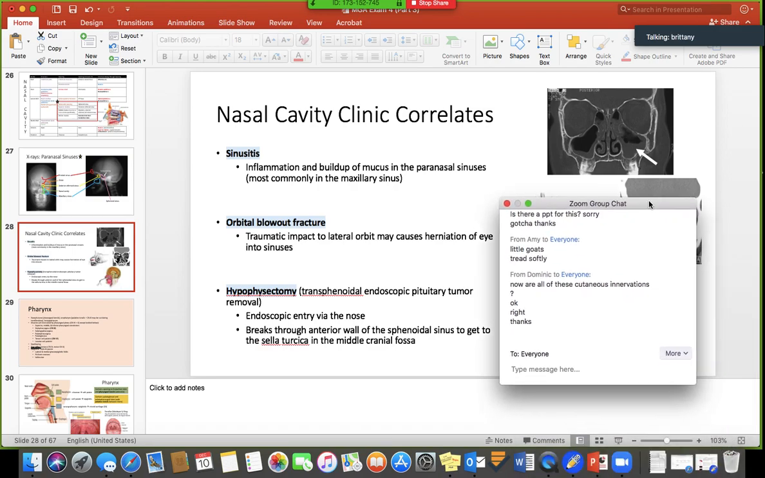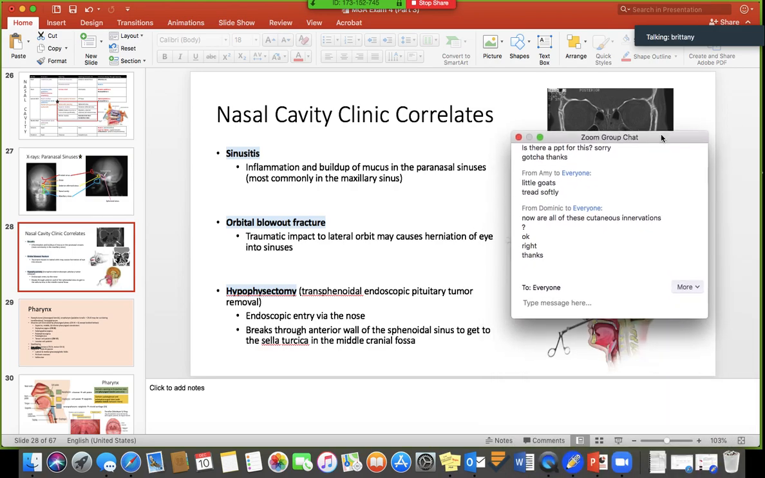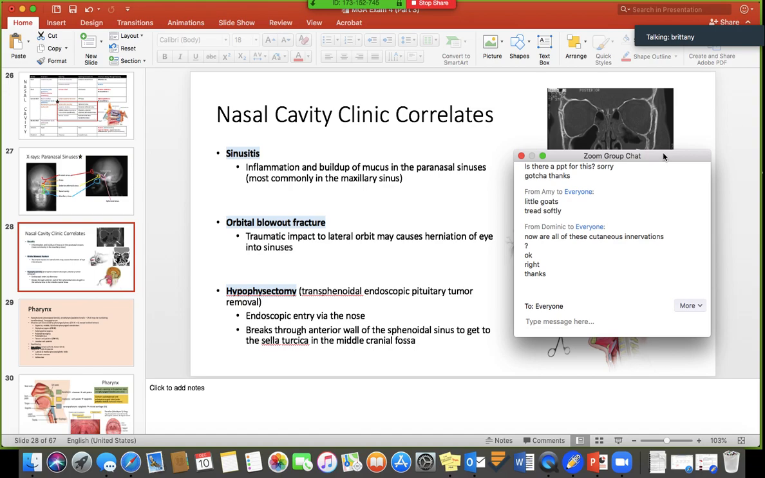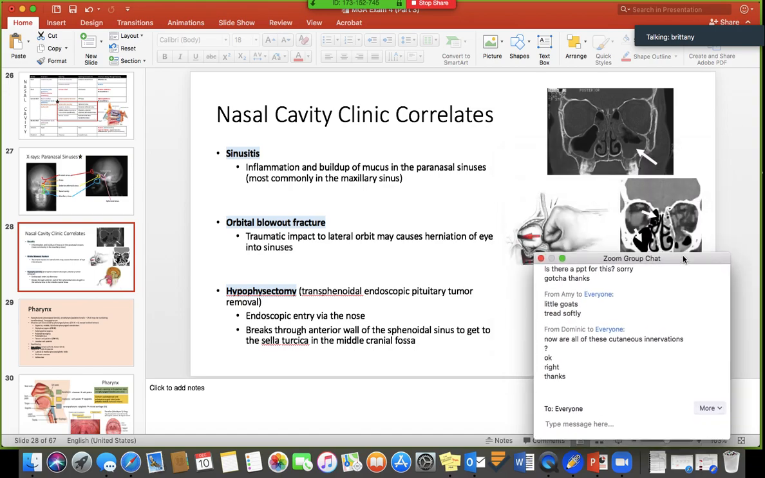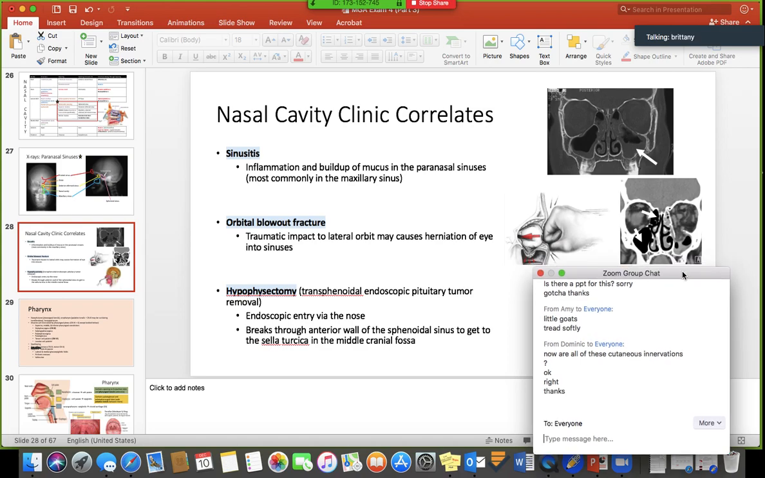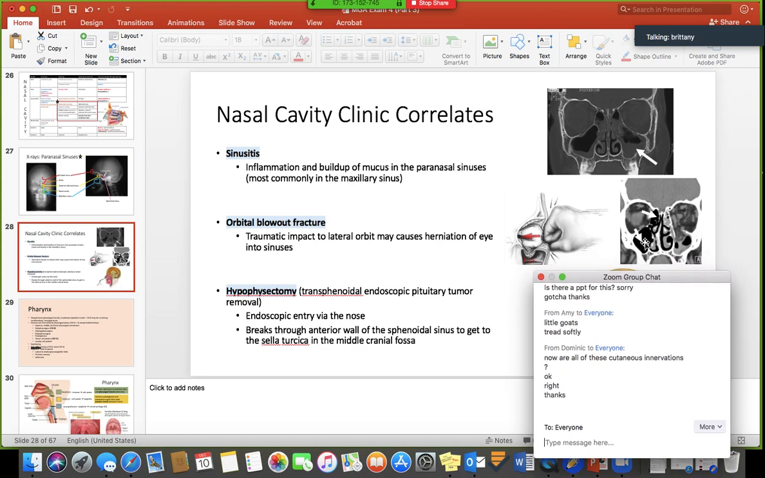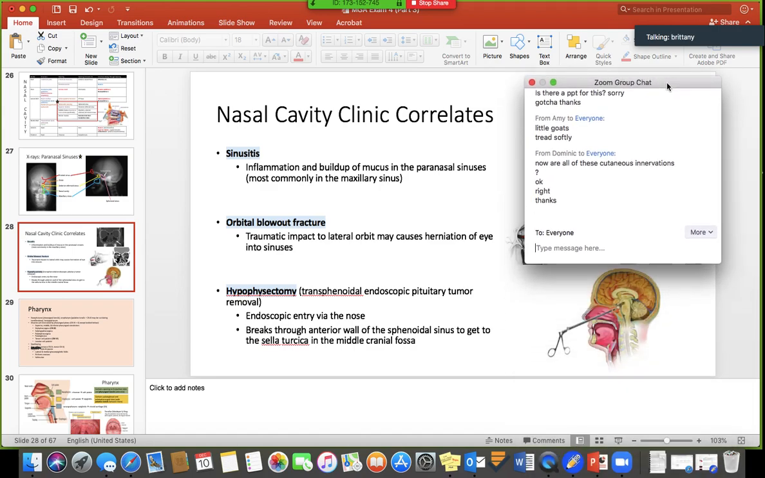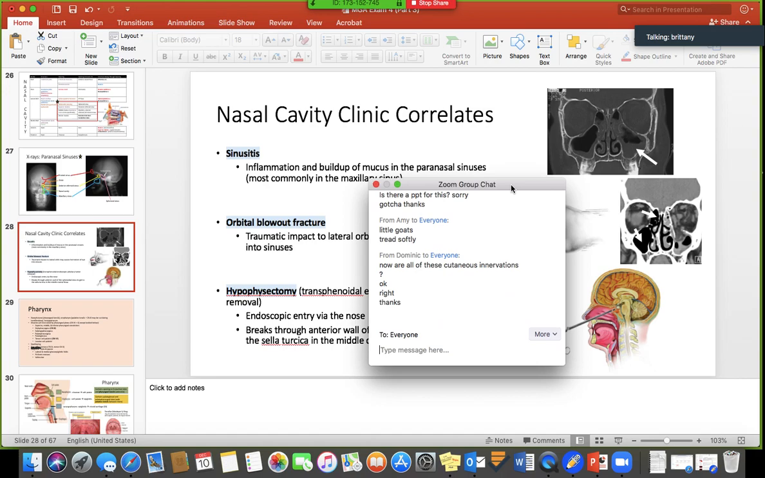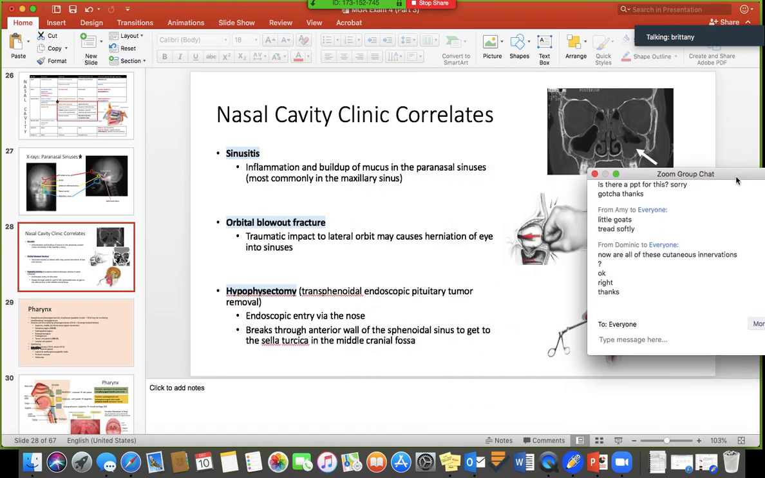So we've talked about the orbital blowout fracture before. We did get a question about that last year, as far as which direction the contents are most likely to herniate. It would be either inferiorly or medially. I think inferiorly is a bit more common. Or they might give you an answer choice that says inferomedially. So that's what you would want to pick.